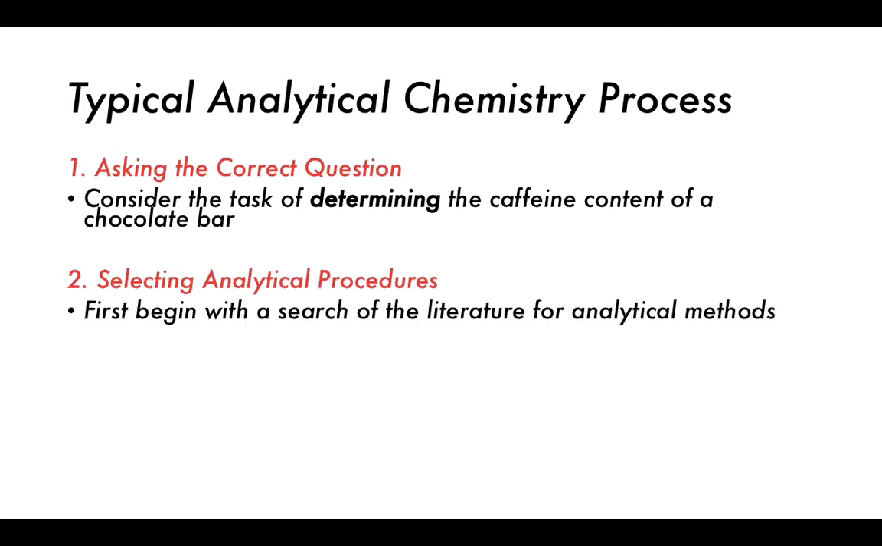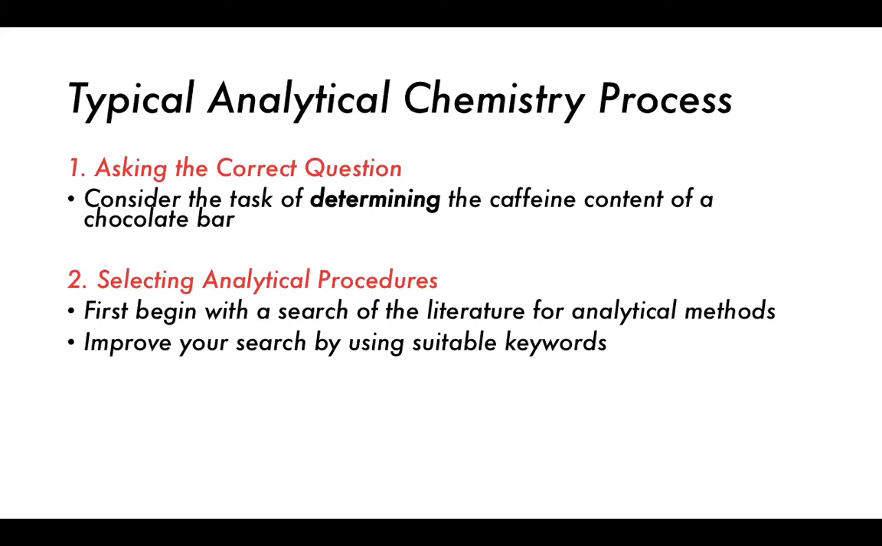As I've said, the first step is to generally search the literature for analytical methods. This is a good time to use things like keywords. In the case of our caffeine and chocolate bar analysis, we could use the words caffeine and chocolate bar. We could even use the words analytical procedures. And typically we'd try to find a suitable standard procedure for this, so that at least we know that there is some previous history which indicates that this process we're about to undergo will work.